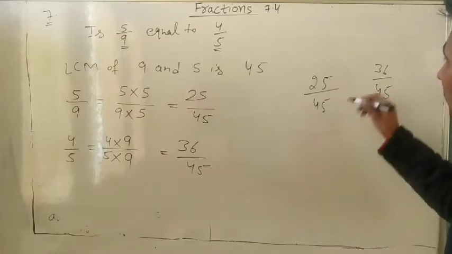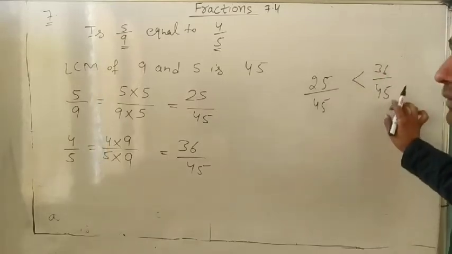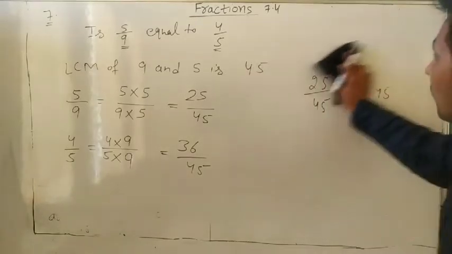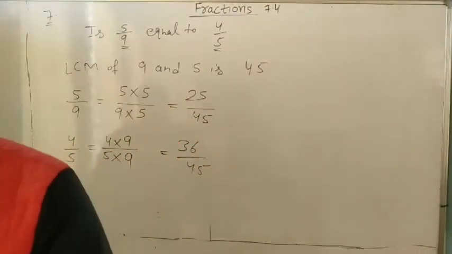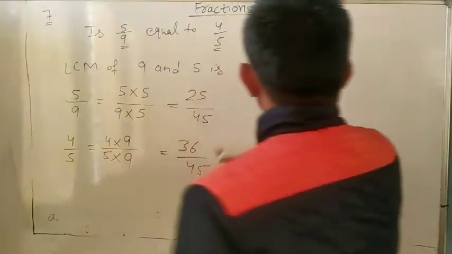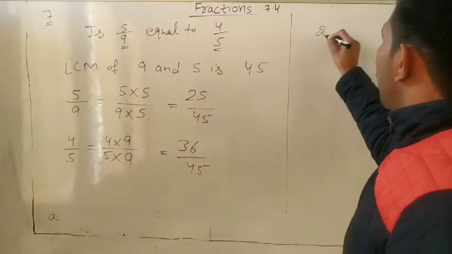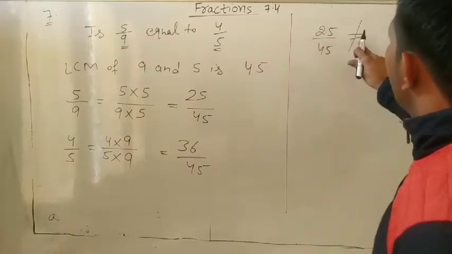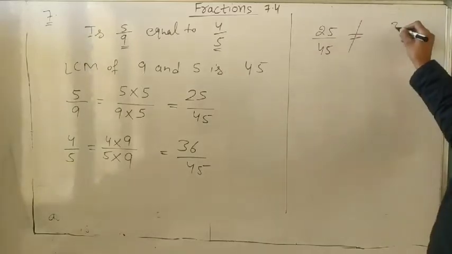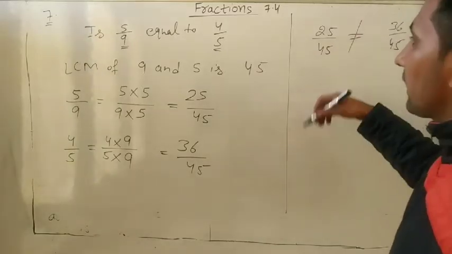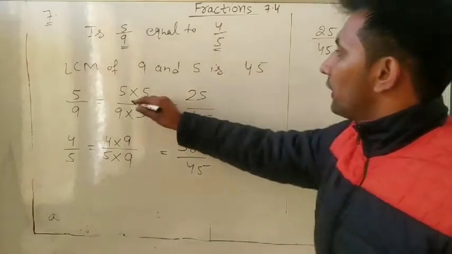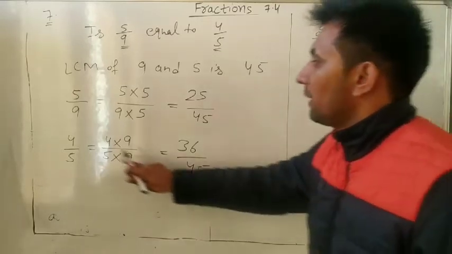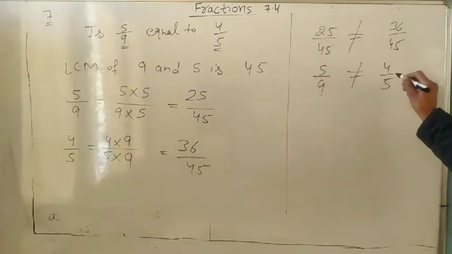So does it mean they are equal? No. 36 upon 45 is greater. But in the question, they are asking whether they are equal or not. So you can write 25 divided by 45, that means 5 by 9, is not equal to 36 divided by 45, which means 4 upon 5. They are not equal.